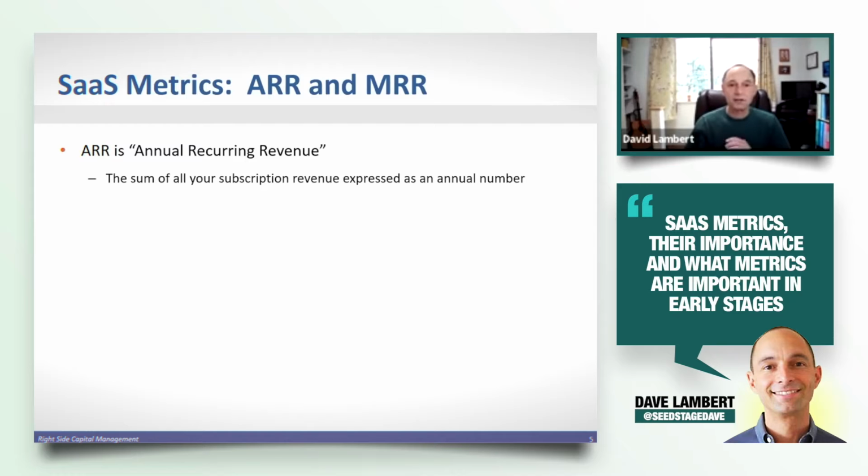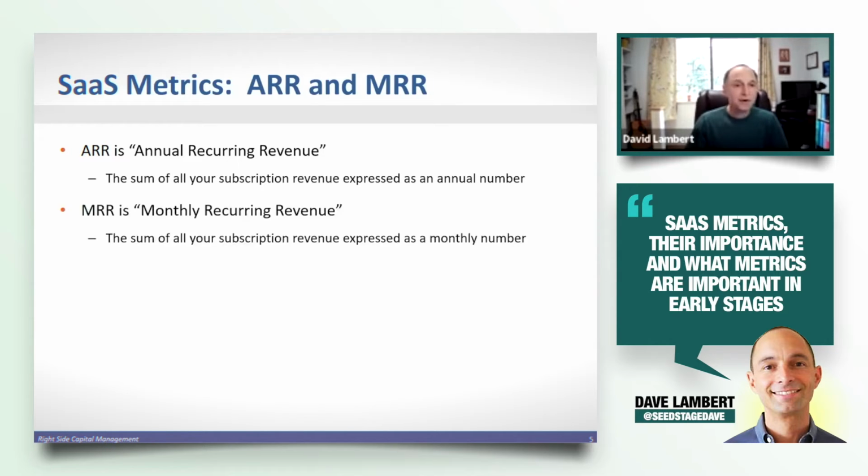It's the sum of all your subscription revenue expressed as an annual number. The key point is it makes no difference whether a customer is on a 1 month, 6 month, 1 year, or even a 2-year subscription. If that customer stayed with you for a year, how much subscription revenue would they pay you over that year? That's your ARR from that customer.